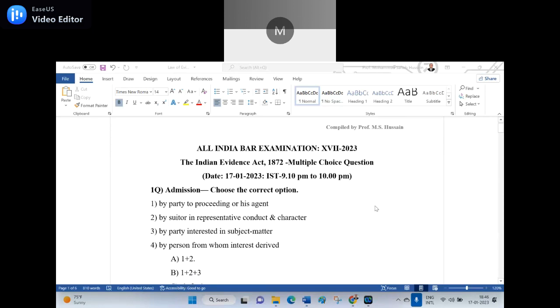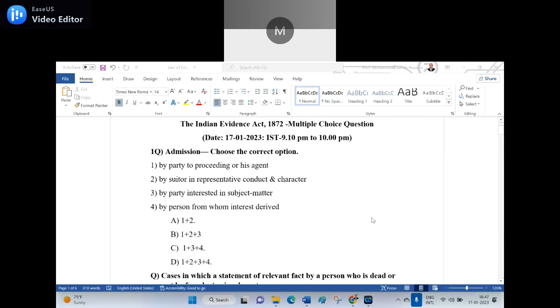First question. Admission. Choose the correct option. 1. By party to proceeding or his agent. 2. By suitor in representative conduct and character. 3. By party interested in subject matter. 4. By person from whom interest derived. So options: A 1 plus 2, B 1 plus 2 plus 3, C 1 plus 3 plus 4, D 1 plus 2 plus 3 plus 4.